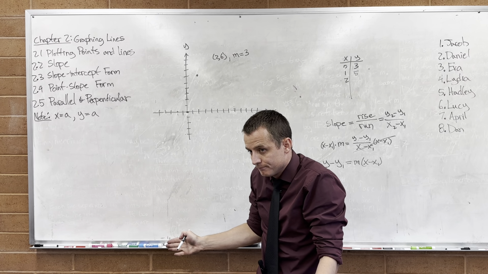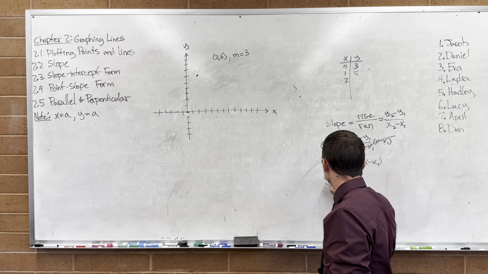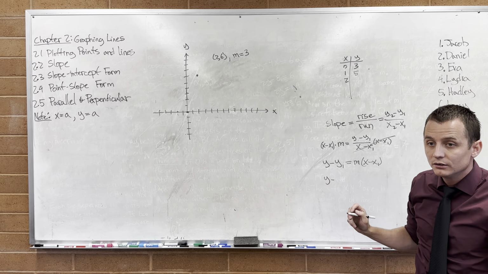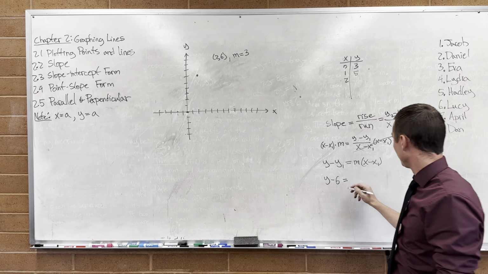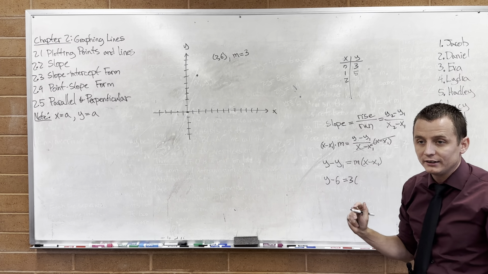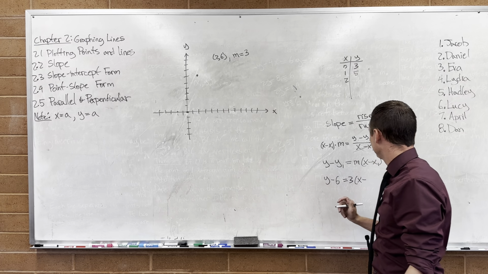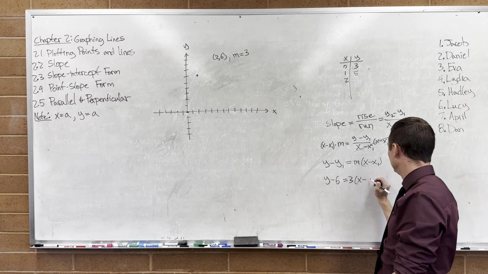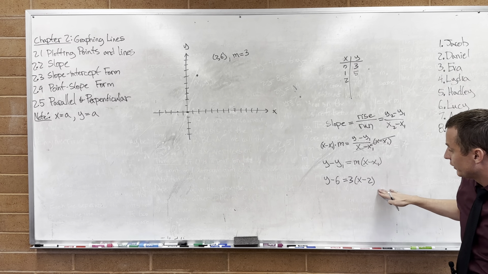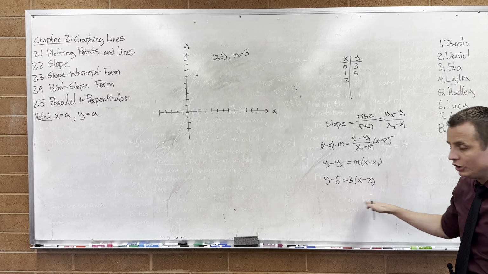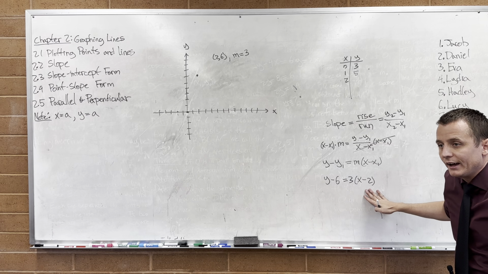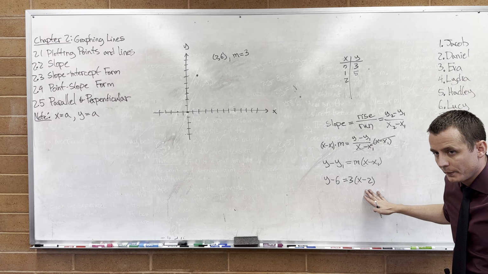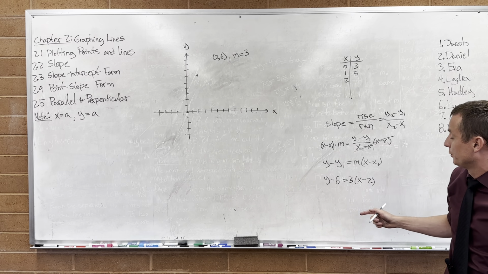What's the equation for the line? It's going to be y minus, what's y1? 6, is equal to m, what's m? 3, times (x minus x1). x minus, what's x1? 2. And here's the equation of our line. You can distribute it out, work it out however you want, and write it in whatever form you want. And now you can plug in whatever other point you want to know.